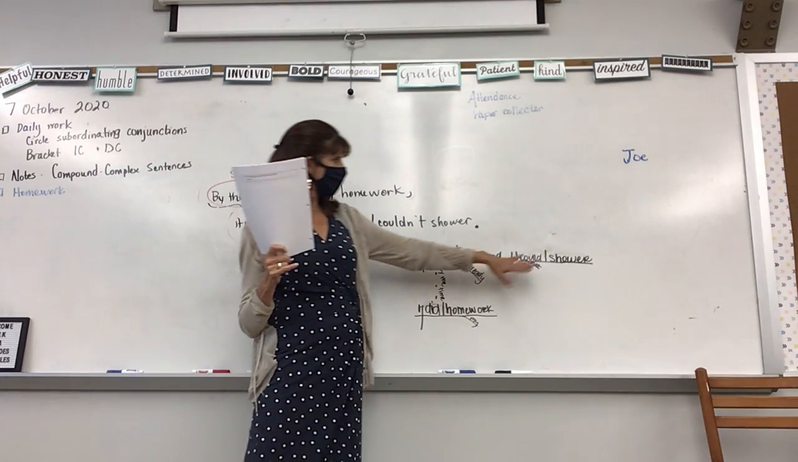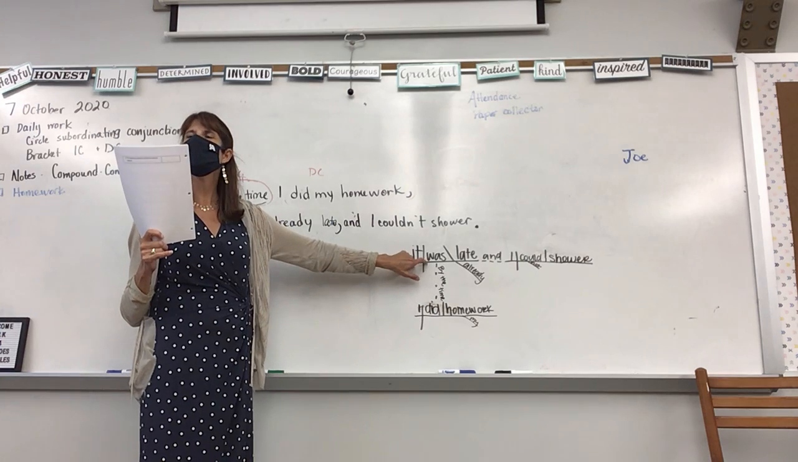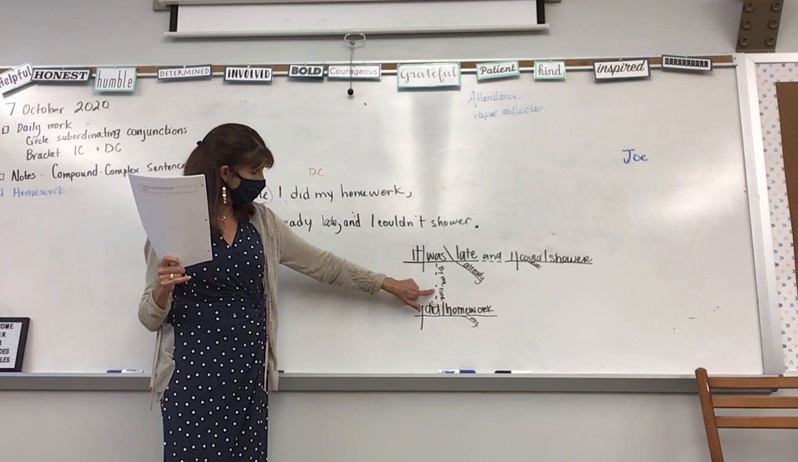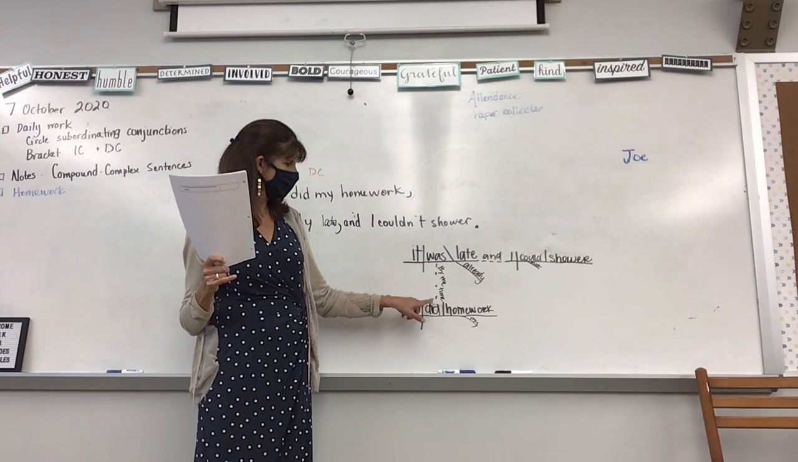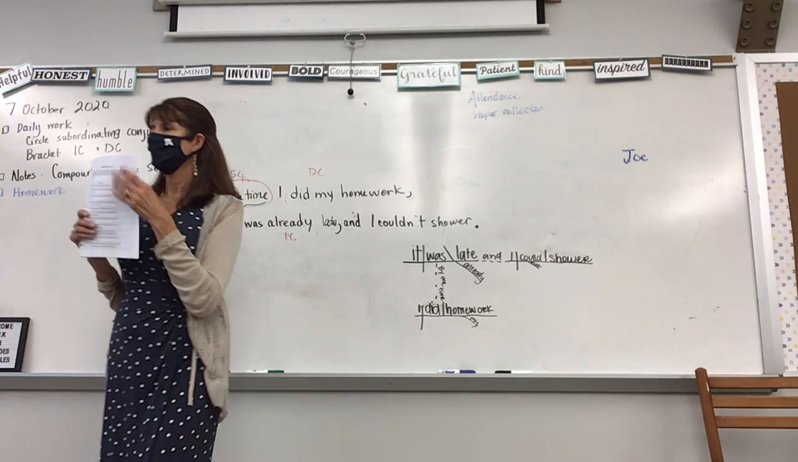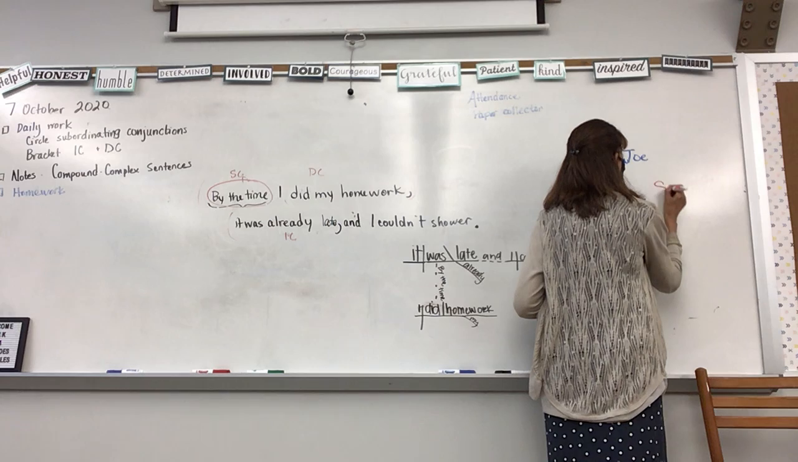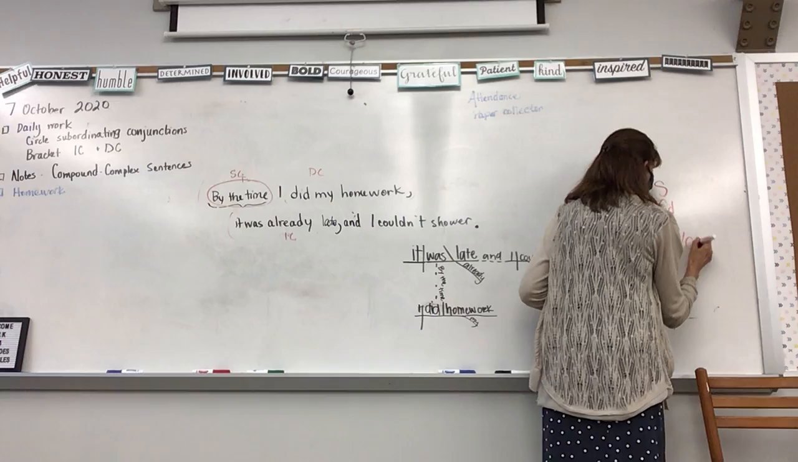So it was late and I could not shower, and then we're putting that opening dependent clause under the verb that's closest to it. So that whole little phrase, by the time, connects to the I did homework, and it's verb to verb. Now, this is the first time you've done something where you have simple, compound, complex, compound-complex. And I don't want you to write those out. I want you to just use abbreviations. Okay?